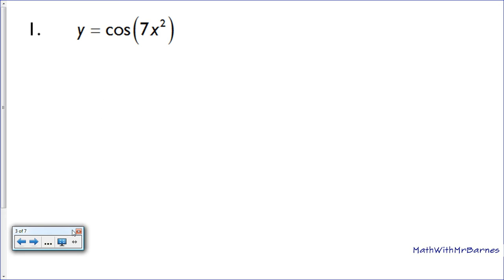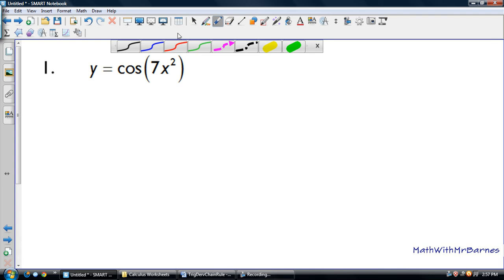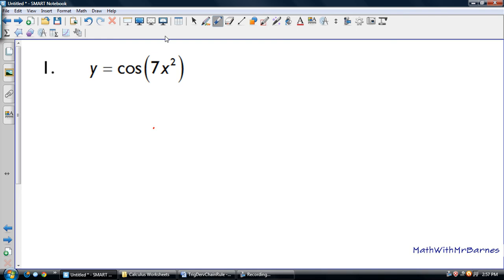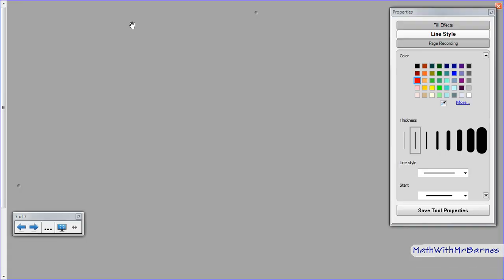So I'll need a pen for this, won't I? Let's see if I can. Let's choose red. And let's make it a little bit skinny. Alright, so. Oops.